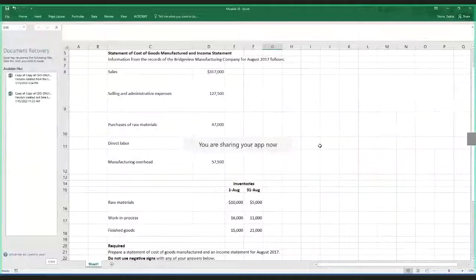I am going to share my screen now. And we are looking at Excel, so let me show you. The problem itself is giving you the information. What you're doing in this problem is doing a statement of cost of goods manufactured and an income statement. First you need to compute the cost of goods manufactured by using this data here. They give you sales, selling and admin, purchases of raw materials, direct labor, and manufacturing overhead. They also give you the inventory balances in raw materials, work in process, and finished goods.